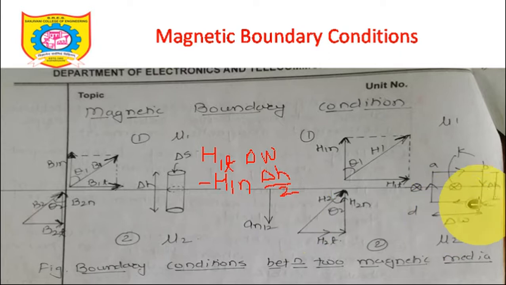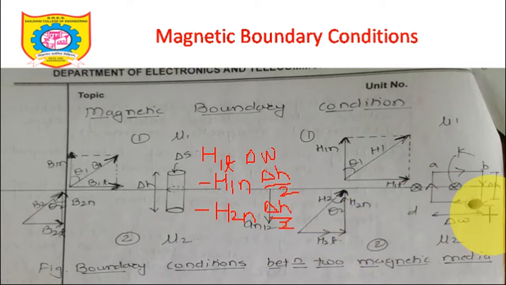Let's go to the next thing. From half of this BC, we have now entered region 2. Let's calculate in this particular direction what the component of H2 is. What is the component of H2 in the normal direction? It is H2n. Since H2n is once again going upward and we are going in the downward direction, I will write minus H2n into delta h by 2. Perfectly okay. So this is the third thing I got.